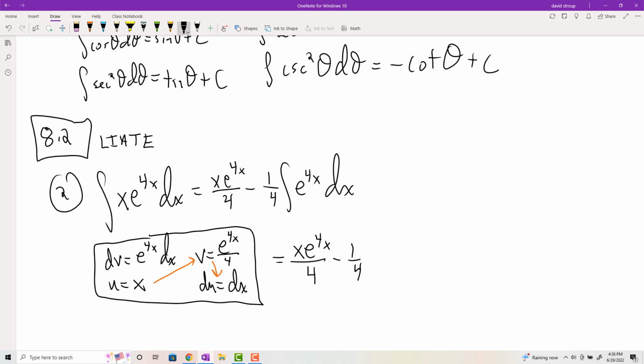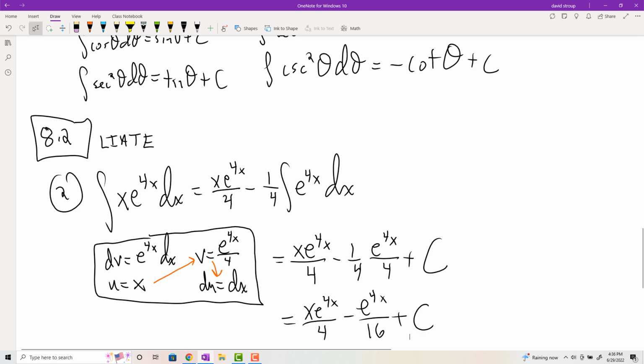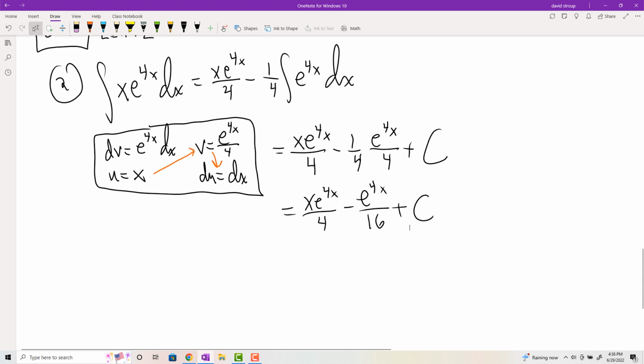Again, the integral of e to the 4x will be e to the 4x over 4. And then you could simplify that second term. So you'd get xe to the 4x over 4 minus e to the 4x over 16, and then plus c. Okay, so that one's fairly the typical by parts problem. Let's look at a non-typical one.